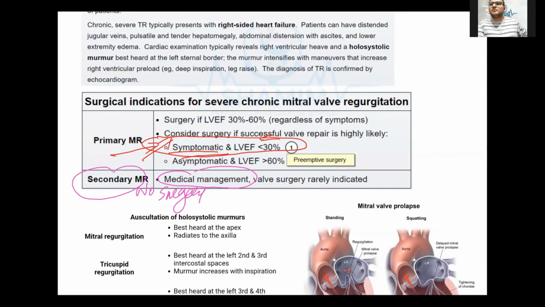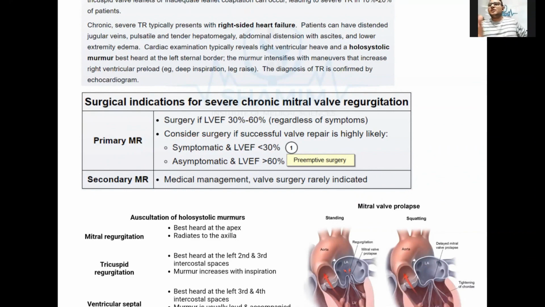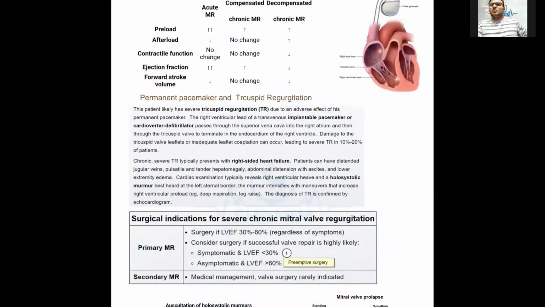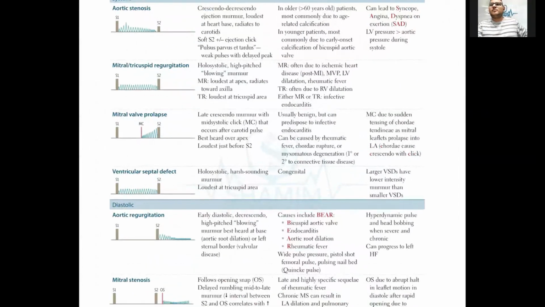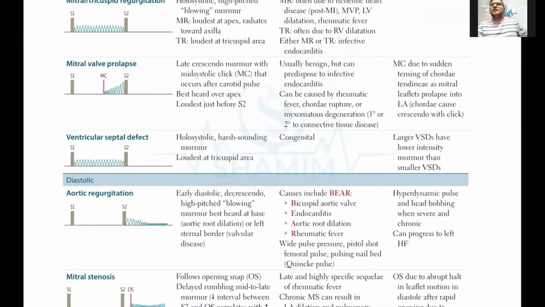क्या medical management है? Infective endocarditis, give antibiotics. What are the other causes? Like dilation है left ventricle, treat the heart failure. So it is just the medical management. So we discussed mitral regurgitation. Next is mitral valve prolapse. Okay. What is mitral valve prolapse?